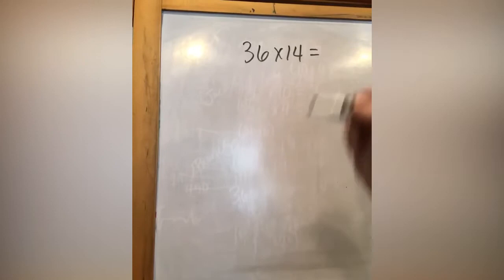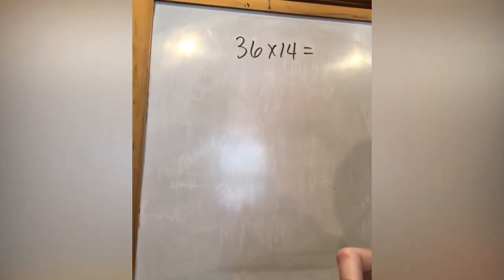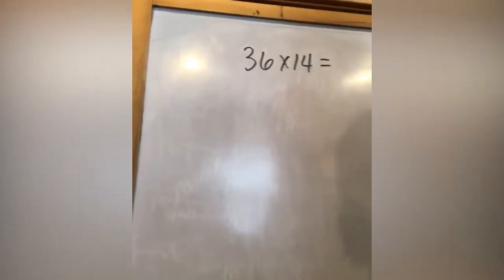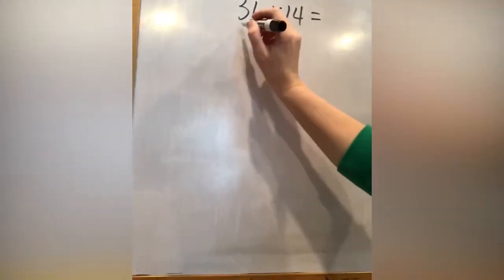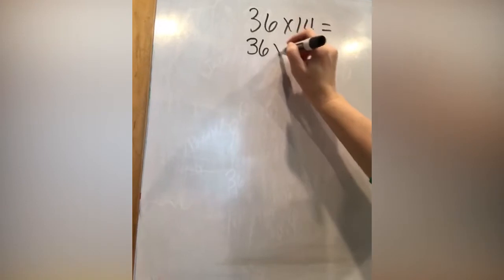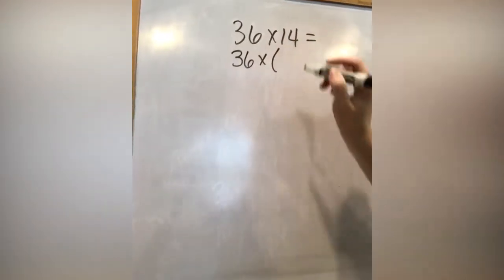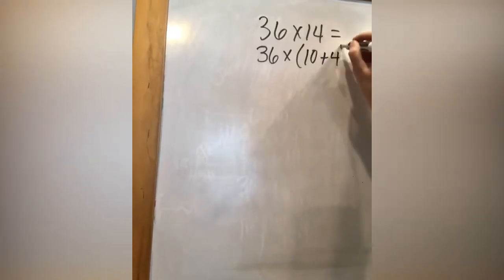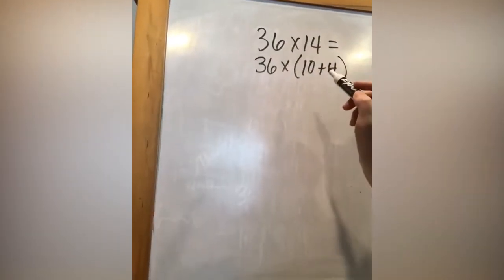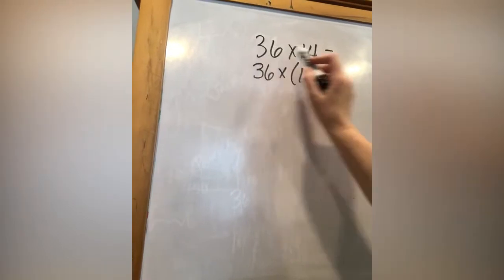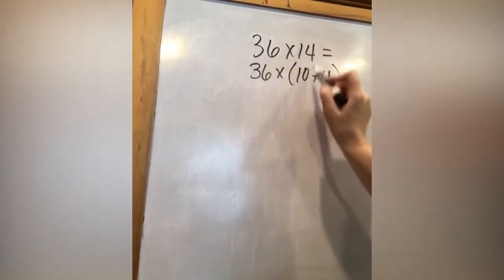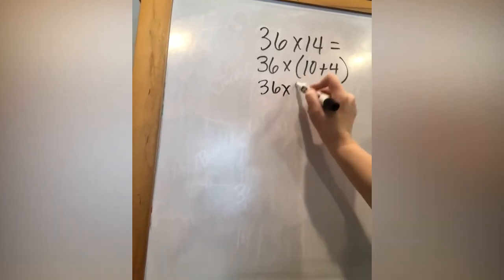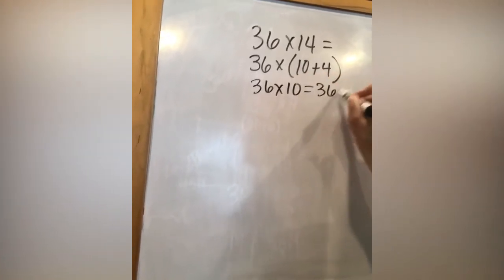So when I look at this problem, 36 times 14, this is a little too difficult for me to keep track of in my brain. So instead, I'm going to go ahead and divide up my 14 into 10 plus 4. So I'm going to use my distributive property here. Instead of doing 36 times 14, I'm going to do 36 times 10 and then 36 times 4. So I know that 36 times 10 is going to give me 360.